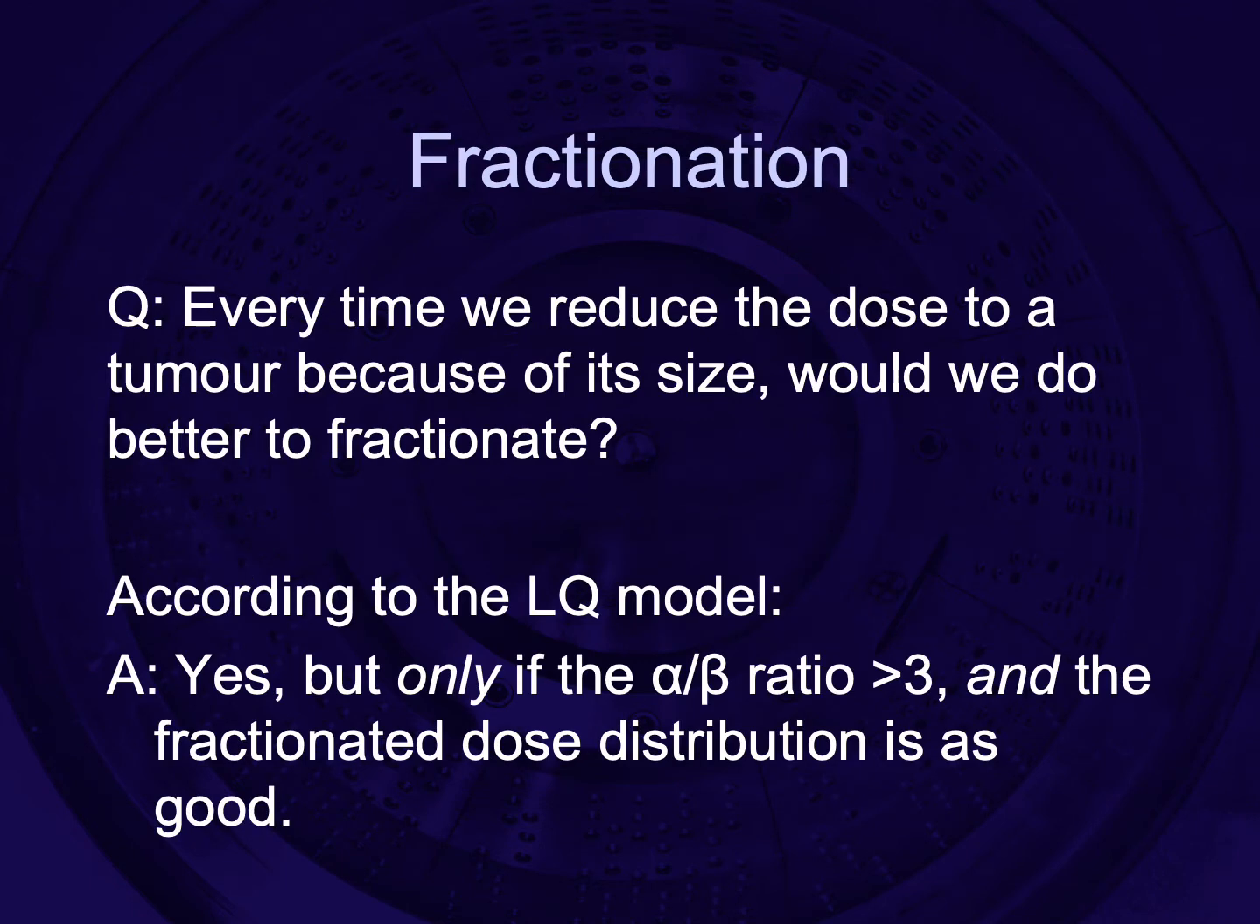So let's ask this question. Every time we reduce the dose to a tumour because of its size, would we do better to fractionate? And according to the LQ model, the answer is yes, but only if the alpha beta ratio of our target is greater than 3 and the fractionated dose distribution is as good.